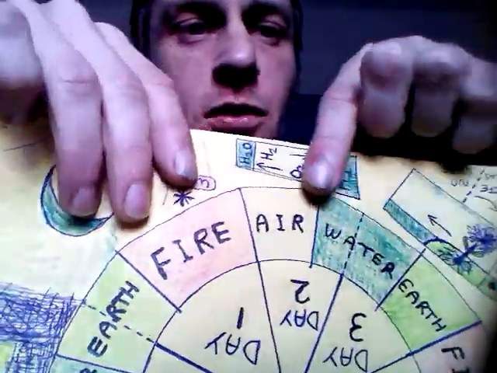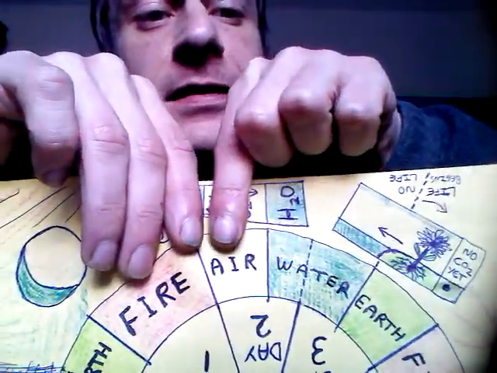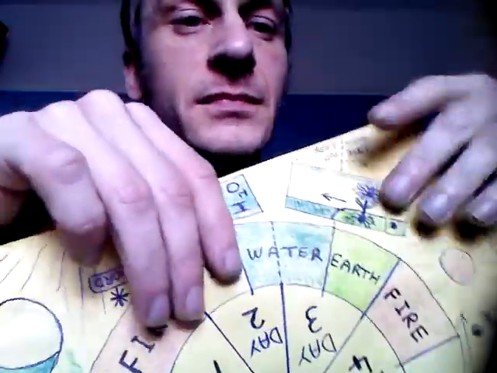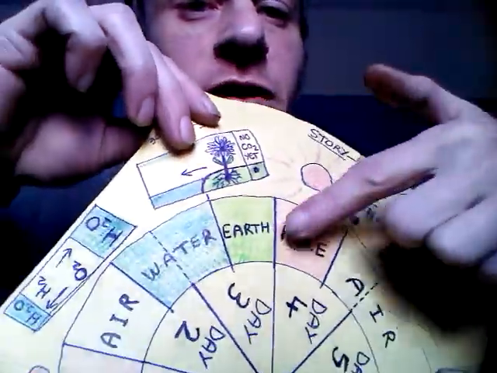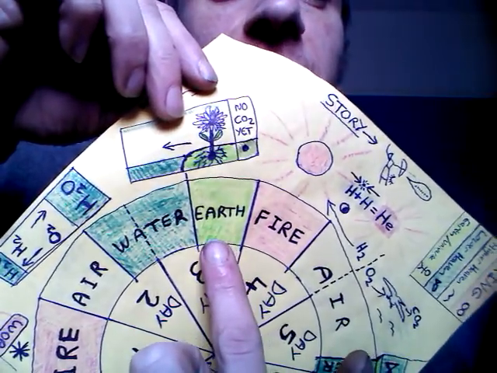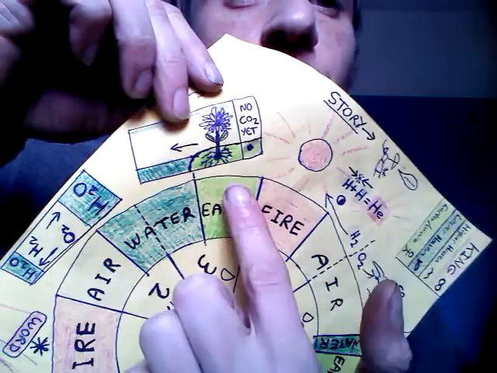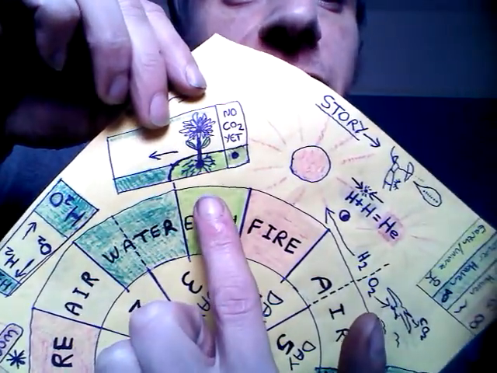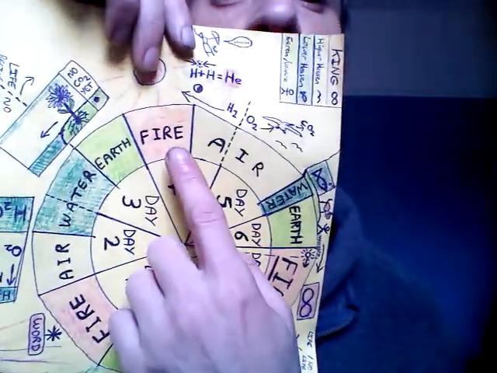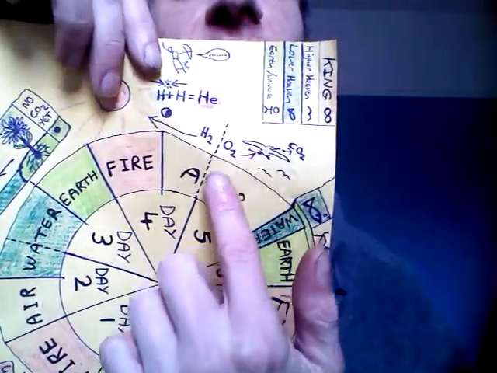Then on the second day, God created the air by dividing the water. Then on the third day, God gathered the remaining water into one place, so that the dry land, the earth, appeared, and he created all the life which lives in the earth. Then on the fourth day, God created the plasma by dividing the air.